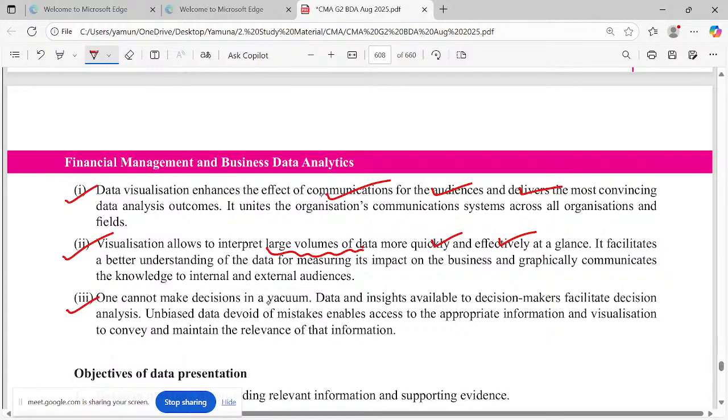And third one, you cannot make decisions in a vacuum, right? You need to know what is happening. You cannot make errors, you cannot make faults. So unbiased data should be there to avoid mistakes and loss. To get the appropriate information, visualization will definitely help to convey what you are actually going to receive.